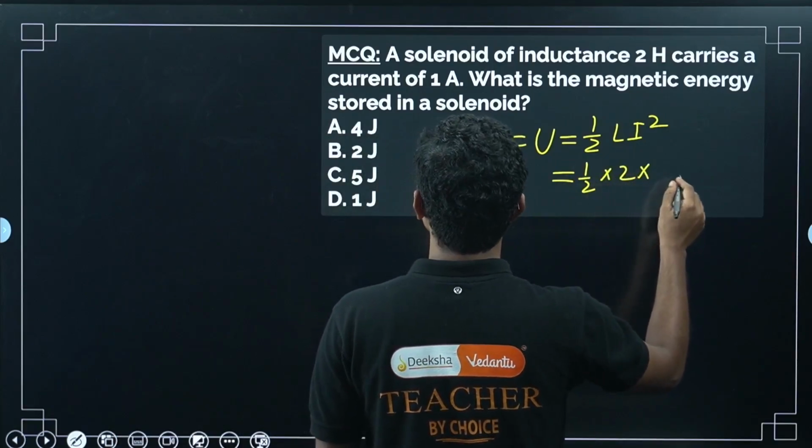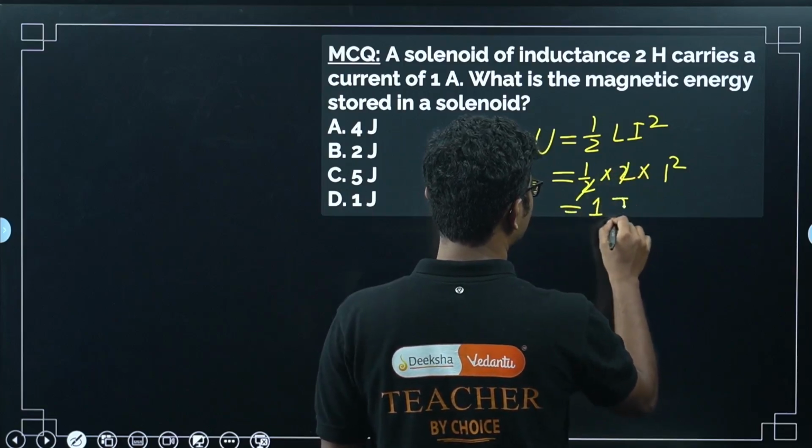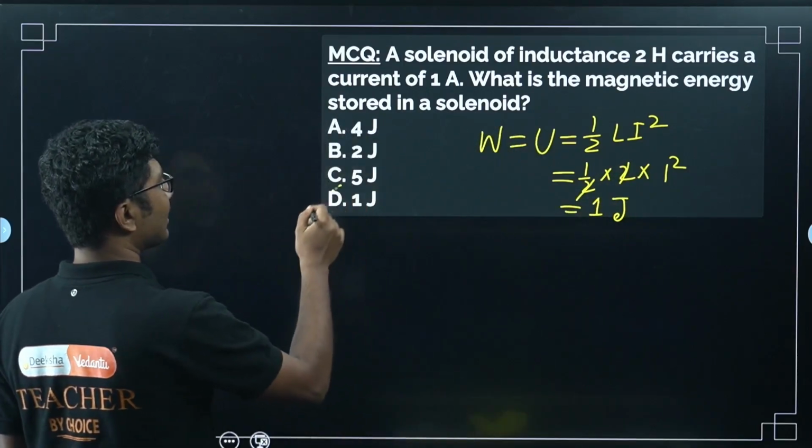Okay, current is given 1 ampere. So the energy stored is 1 joule. Okay, so the correct answer is 1 joule.